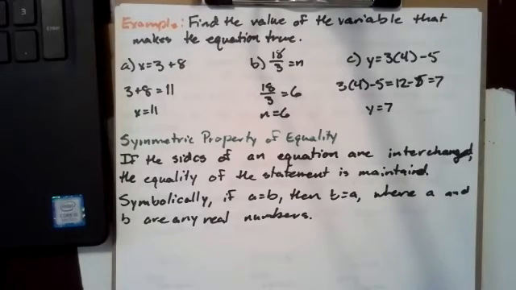The symmetric property of equality says if the sides of an equation are interchanged, the equality of the statement is maintained. Symbolically, if a equals b, then b equals a, where a and b are any real numbers.